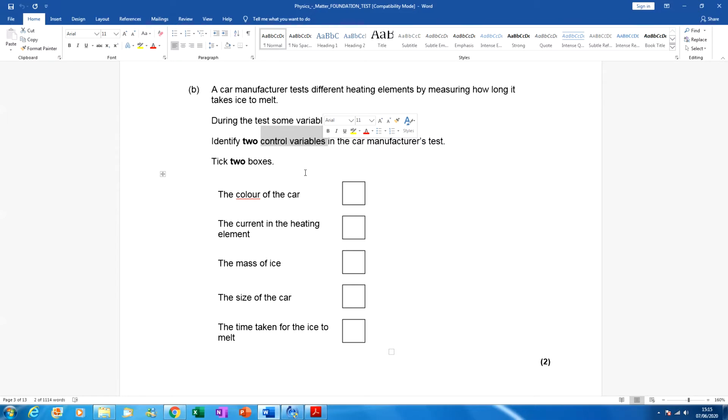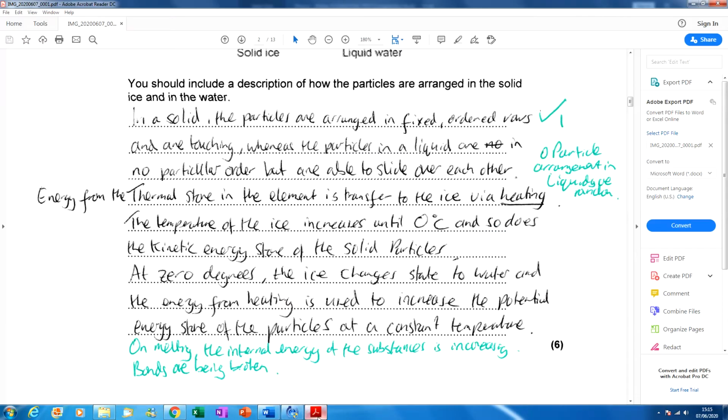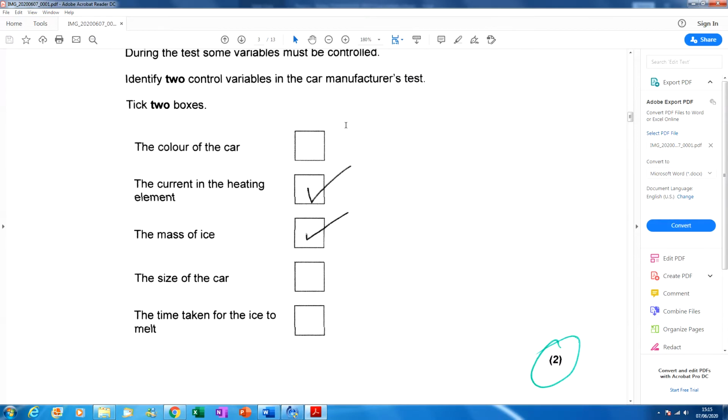So, you know, at key stage 4, it's wise to avoid the term fair test, but it's essentially the same thing with a different wording. So the control variables are things that must be kept the same to get results that are valid. Well, the colour of the car doesn't make any difference to the heating of the element. The current in the heating element does. So I selected that one here, because if the current's higher, the wire's going to get hotter and more heating's going to happen, and then it wouldn't be fair to compare results. You wouldn't get valid results.